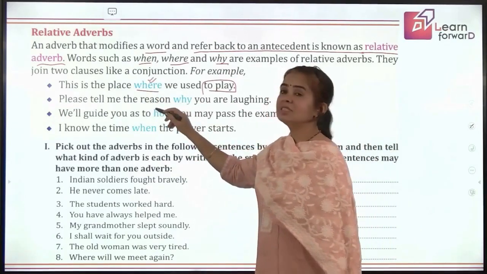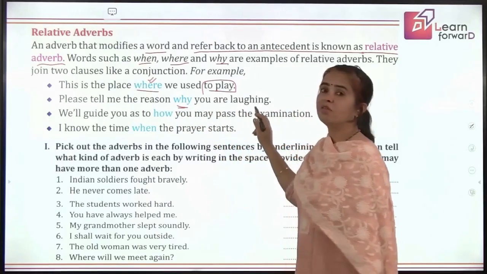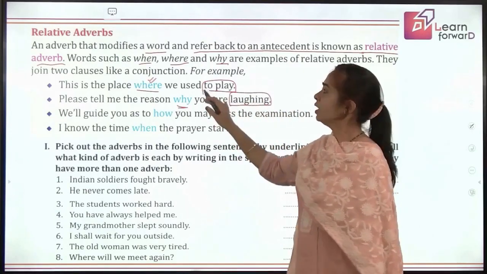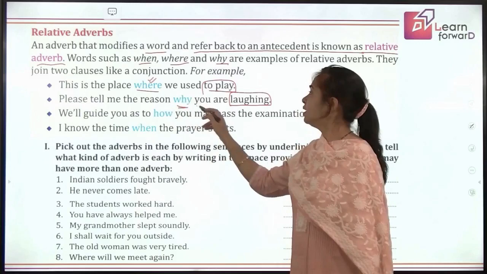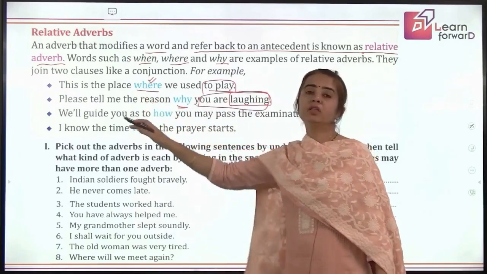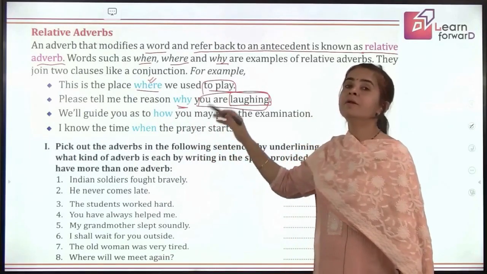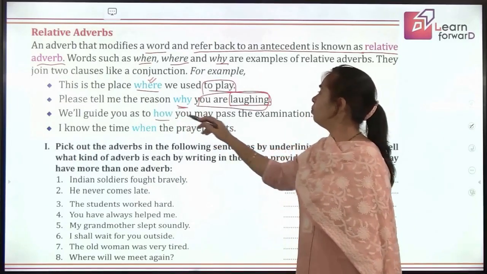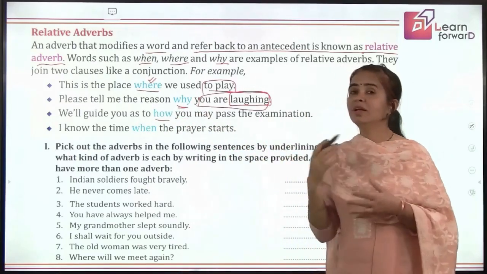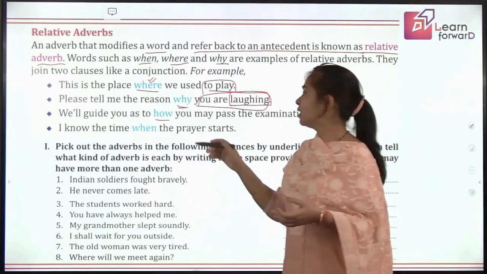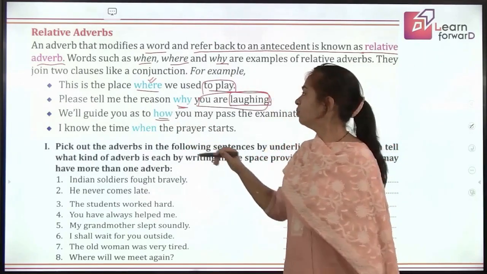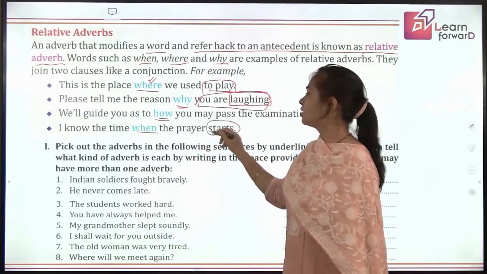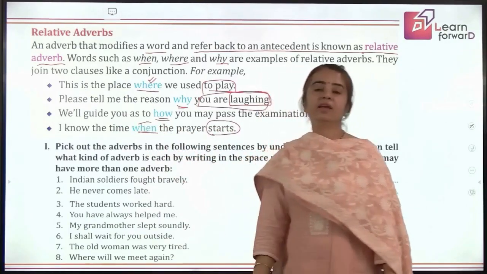Please tell me the reason why you are laughing. Why is referring to laughing. So again here it is a relative adverb. It is relating this part of the sentence to the other, helping in joining the two parts by making a relation between them. Will guide you as to how you may pass the examination. Again you are telling the manner to pass the examination. This is a relative adverb. I know the time when the prayers start. Again we are referring to the starting of the prayer action. So this is your relative adverb.